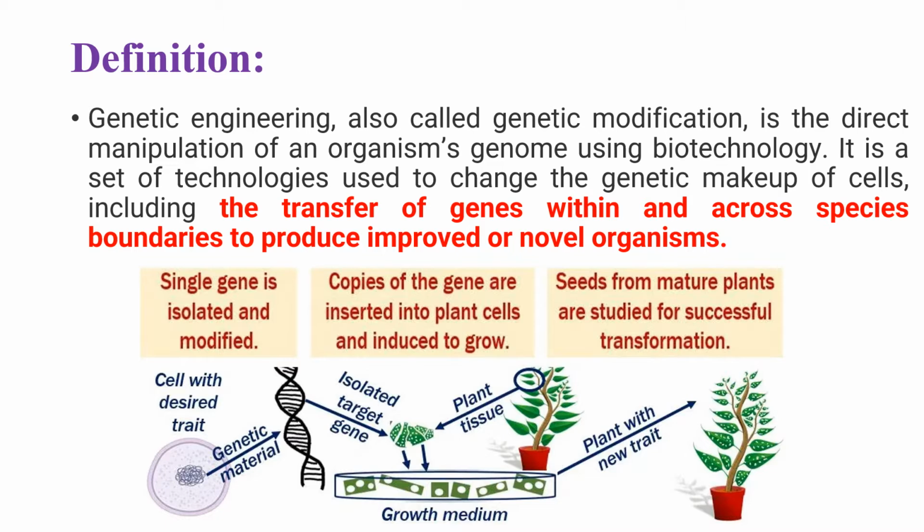To start with, we'll first know about what is genetic engineering. It is also called genetic modification and is the direct manipulation of organisms' genome using biotechnology. It is a set of technologies used to change genetic makeup of cells, including the transfer of genes within and across species boundaries to produce the improved and novel organism. So it is nothing but alteration, modification or manipulation of an organism's genome using biotechnology.